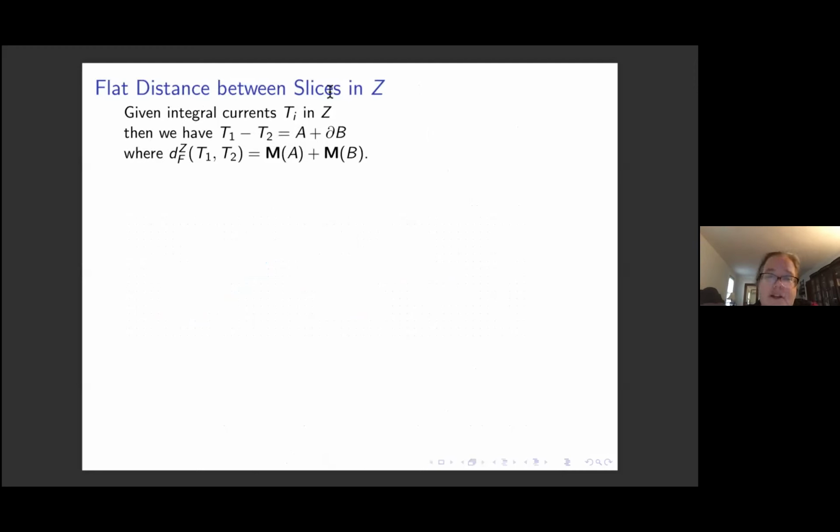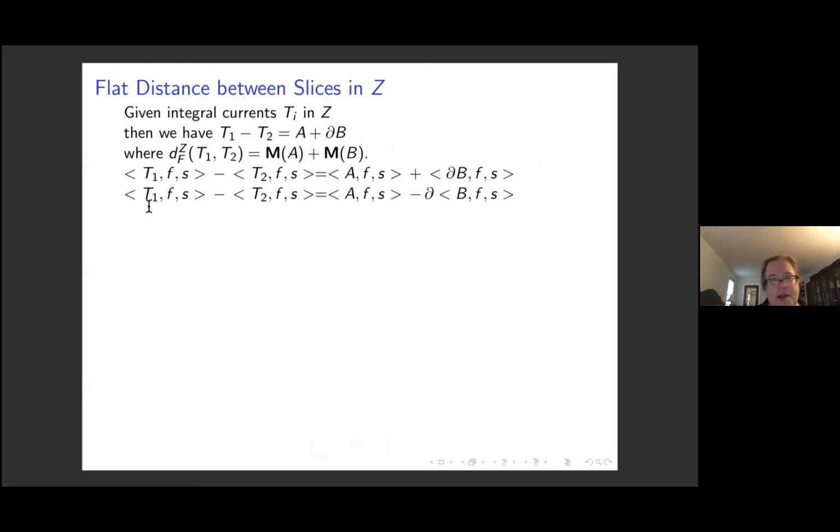So suppose we have given integral currents T_i and Z. Now we have T1 minus T2 is A plus boundary B. If we've estimated, the distance between T1 and T2 is mass of A plus mass of B. These are nice facts we have. What do we know about the slices? Well, let's take T1 minus T2, this line here, and let's slice that line. So we slice the first minus the second plus the slice of A plus the slice of boundary B. So this is true about the slices.